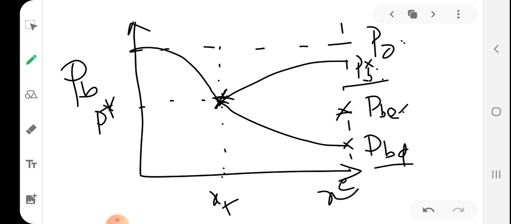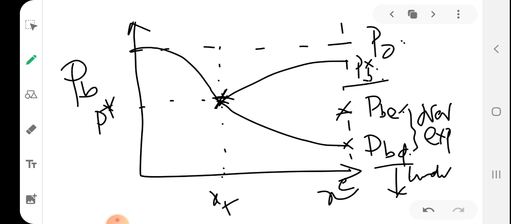In between PBE and PBD there will be over expansion. Below PBD, under expansion. Okay. So hope you have understood this concept, and I think we should do a problem.